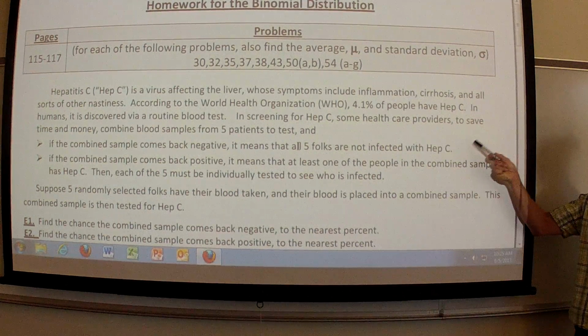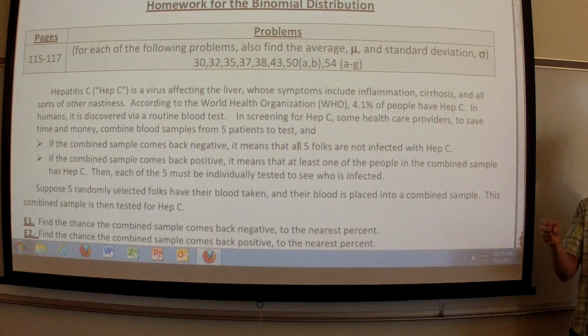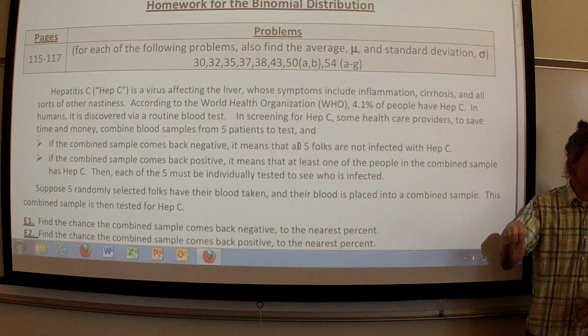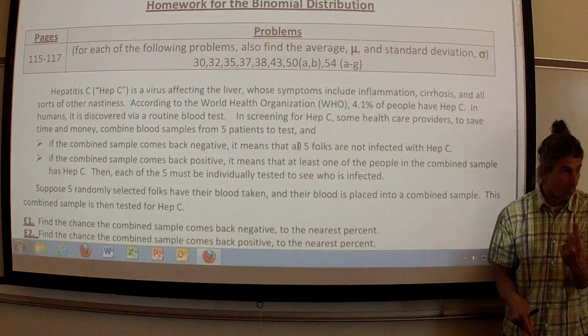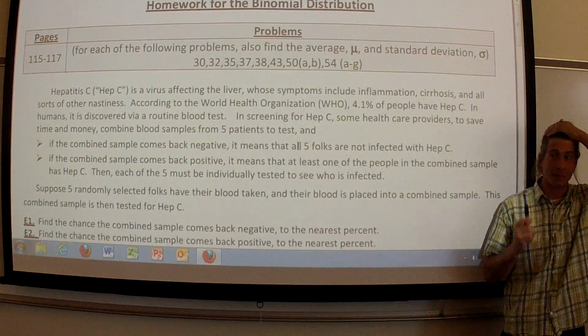So the idea is you might get a positive test result from the combined sample. And the problem with that is you have no idea how many of the people in that sample actually have Hep. It could be all of them. It could be 2 of them. It could be 1. It could be 4. That's the only thing you know: it's not none.